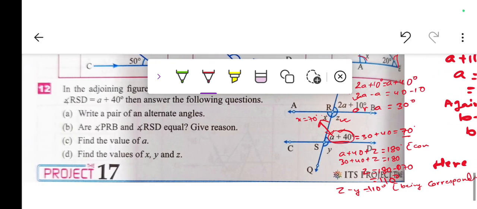Let us come to what is asked in the question. Write a pair of alternate angles. The alternate angle pair is this also and this also. Whichever you want to write. Let me write this one. Angle ARS is equal to angle RSD. Up here I have written.